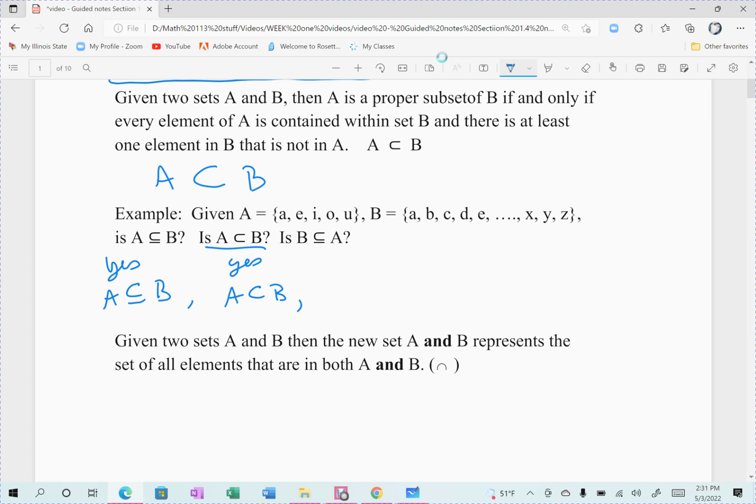The last one is, can I flip it around? If A was a subset of B, can B be a subset of A? If they were the same size, that would be true.